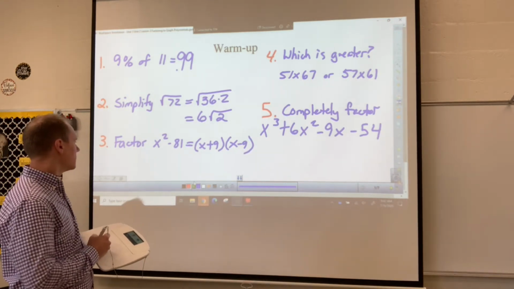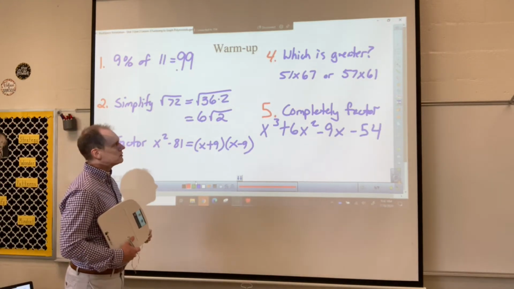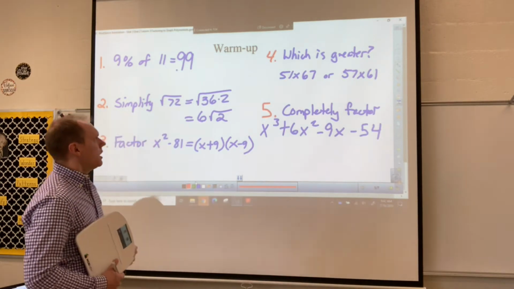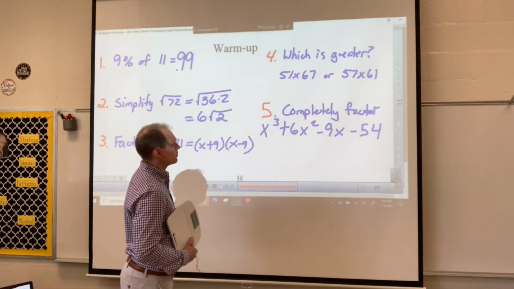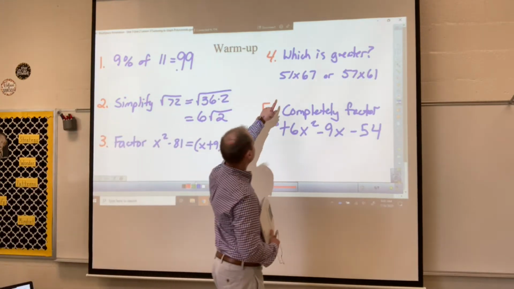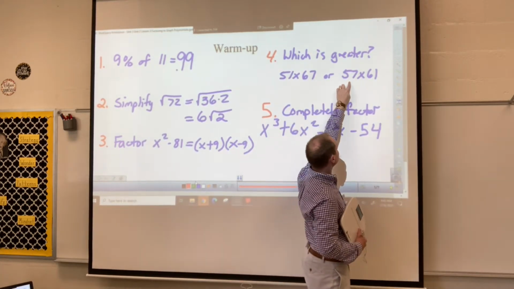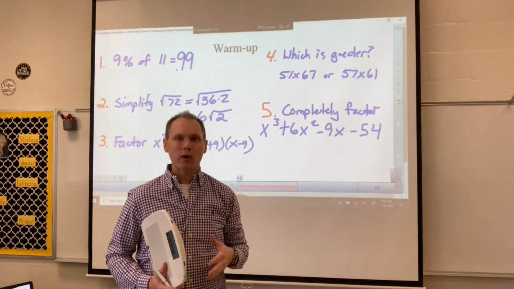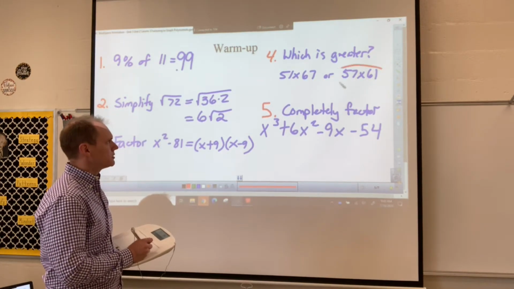All right, number 4. Again, going back to our previous video, which is greater, 51 times 67, or 57 times 61? Both of those are equidistant from one particular number, and that number being 59. So this one is 8 below 59. This one's 8 above 59. This one is 2 below 59 and 2 above 59. So as we said in our last video, the closer you are to making a square, the greater the area will be. So in this particular situation, this is going to be the greater one.